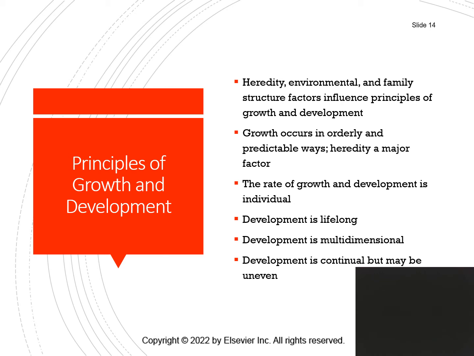Even though we have numerous factors affecting growth and development, there are still some constant factors that exist. Patterns and stages can be anticipated. The rate of growth and development is individual. Even siblings develop at different rates. Development is lifelong. Development is multidimensional. A person's development is continual, but the rate of development will vary.